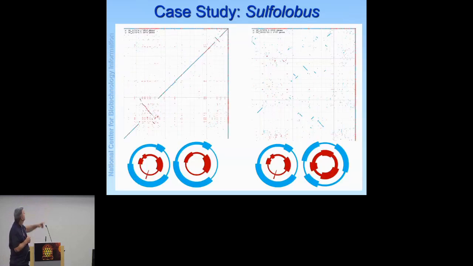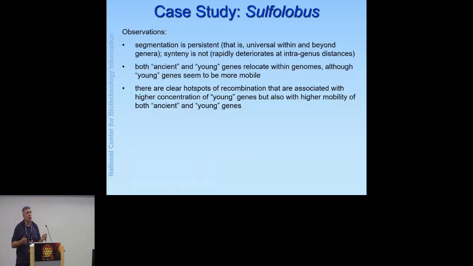You can look at comparison of genomes at different evolutionary distances. You see that the rearrangement starts in local points, and then you lose synteny. You lose synteny, but you don't lose segmentation. So this is not about regions protected from recombination. This is about biased movement.